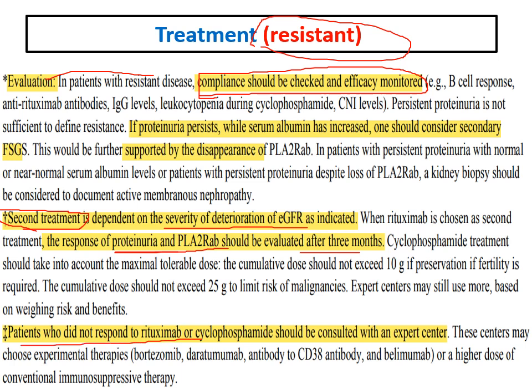A patient who did not respond to cyclophosphamide and rituximab should be referred to expert centers. They might choose one of the experimental therapies: bortezomib, daratumumab, an antibody to CD38, and belimumab, or using higher doses of conventional immunosuppressive therapy.